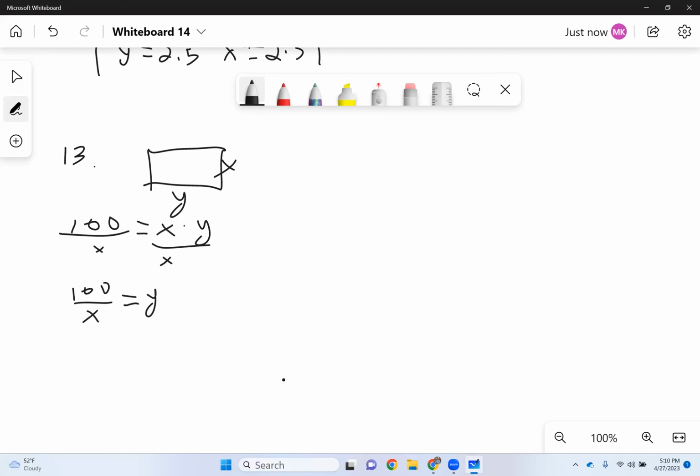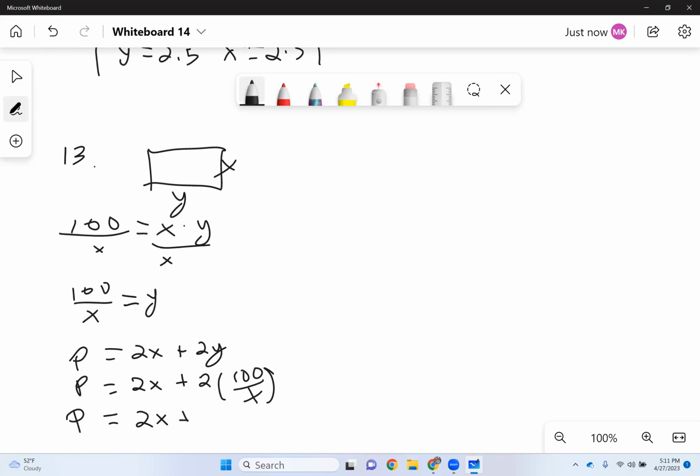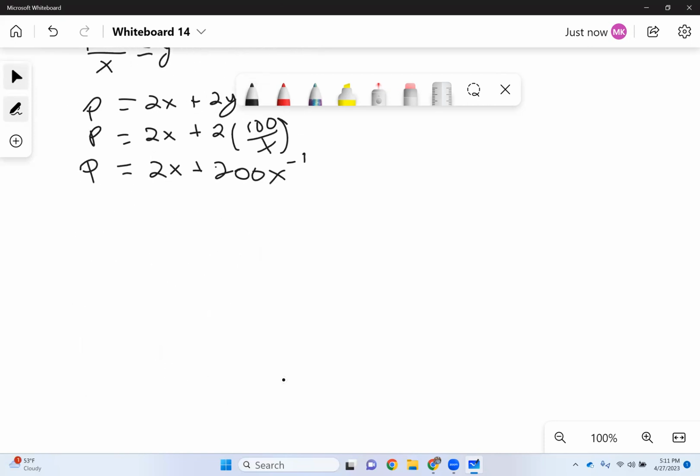Now we want to minimize perimeter. Perimeter is going to equal 2x plus 2y, and y, of course, is 100 over x. So perimeter equals 2x plus 2 times 100 over x. Now, this is all a matter of perception. I'm going to say that the perimeter is equal to 2x plus 200x to the minus 1. All right, now we're ready to take the derivative, and then we'll set the derivative equal to 0.